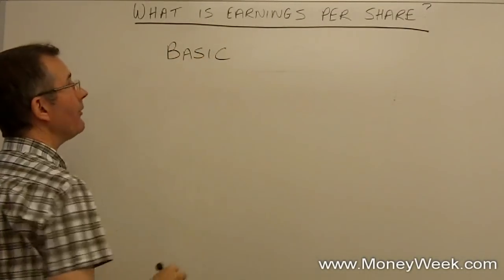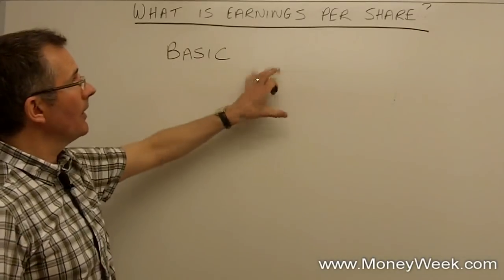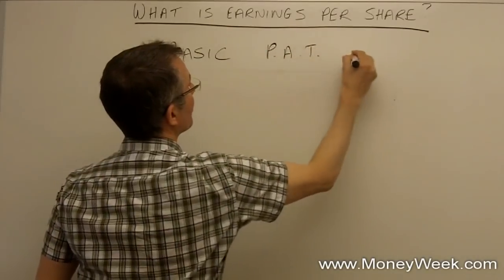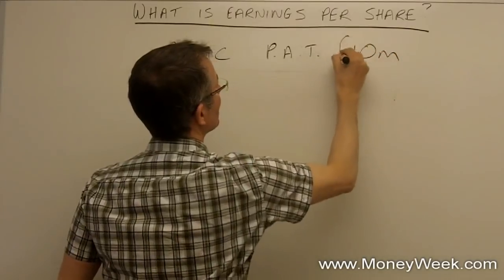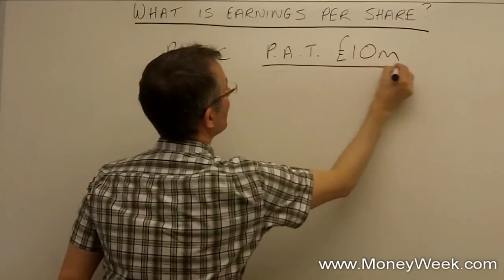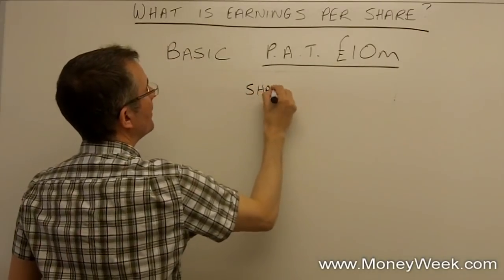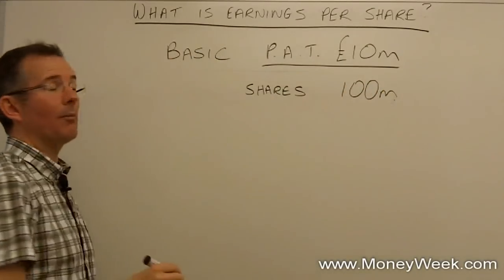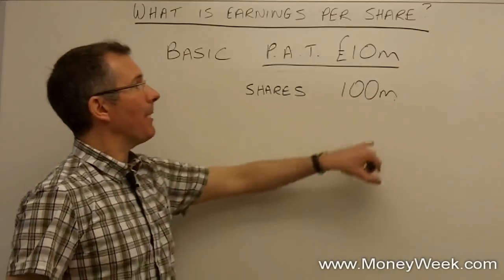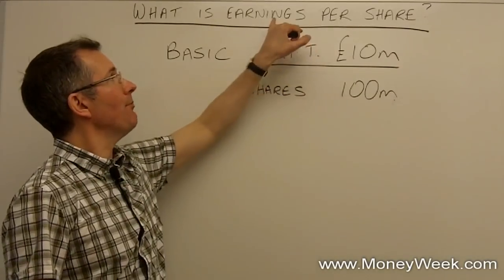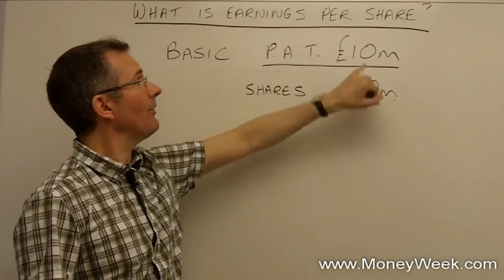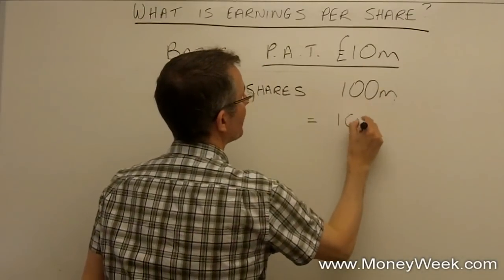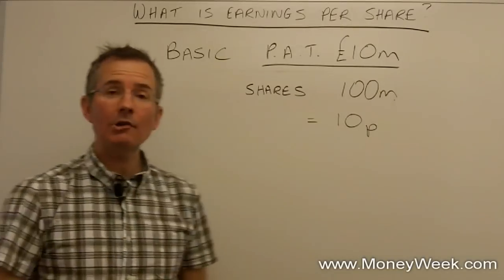Okay, so the basic calculation is, on the face of it, straightforward. What you would do, as an introduction, is simply take the profit after tax figure, let's call that 10 million, and divide it by the number of shares currently in issue. We'll say 100 million for this simple example. And on that basis, EPS is going to come out as a number of pence or pounds even per share. So 10 million over 100 million is simply 10 pence per share.